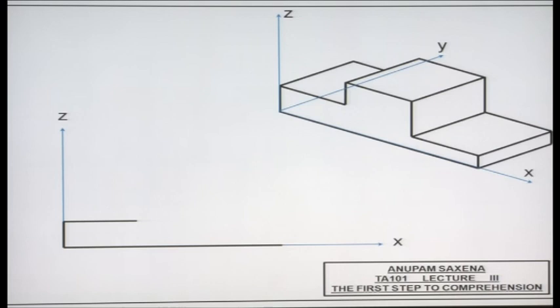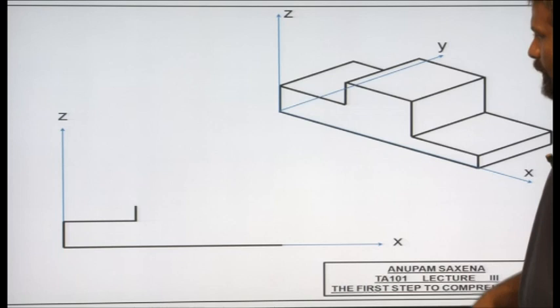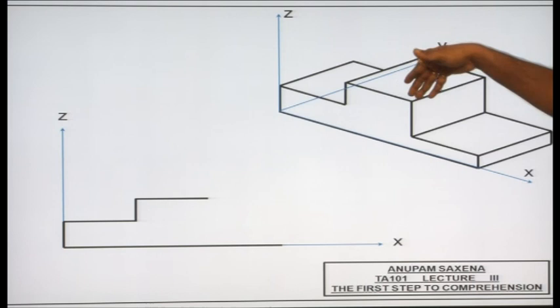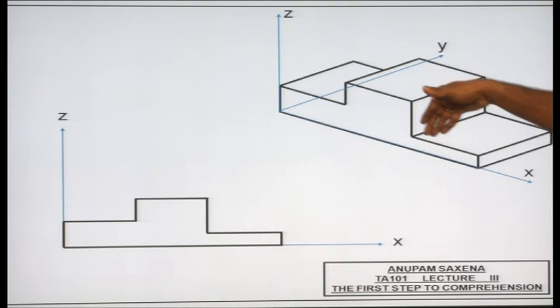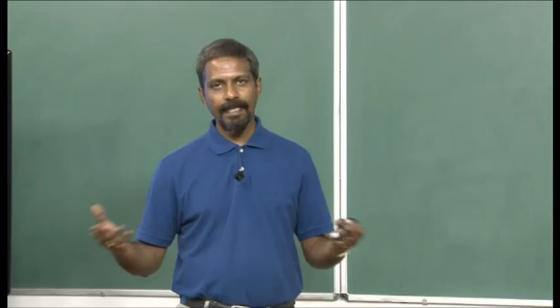How about this edge? It will correspond to this edge, and then the vertical from here to here, and then another horizontal corresponding to this edge, a vertical upward from here, and then a horizontal that would represent this edge. Okay. Do you see anything else?